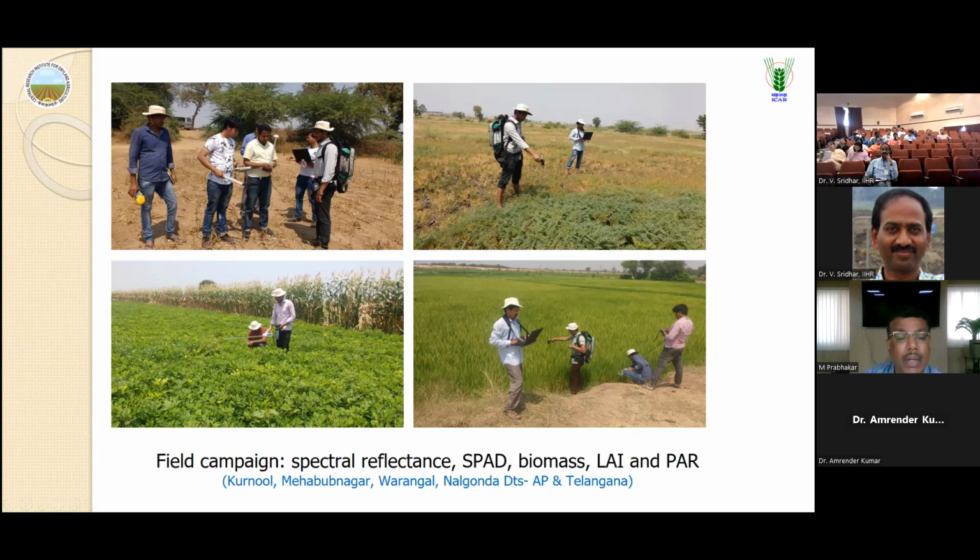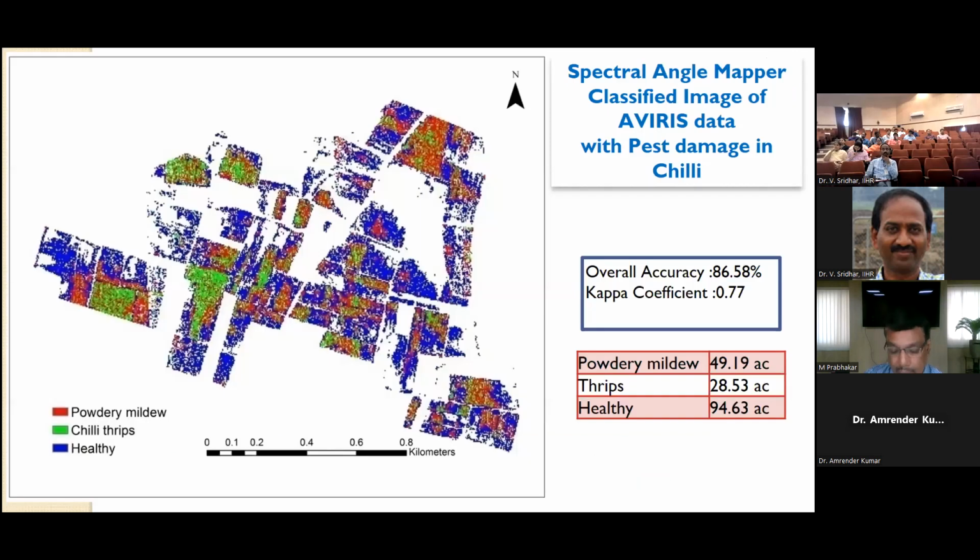So the minimum requirement for ground truthing is these 4. One is reflectance, chlorophyll content, biomass, and then you can estimate leaf area index. If you have this, you can interpret the data. Now we will see some of the case studies where we used this airborne remote sensing. One is the chili damage.